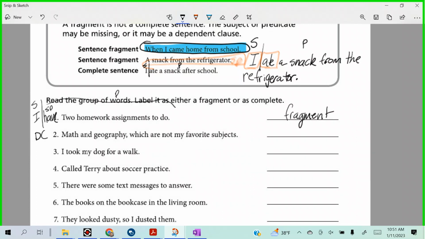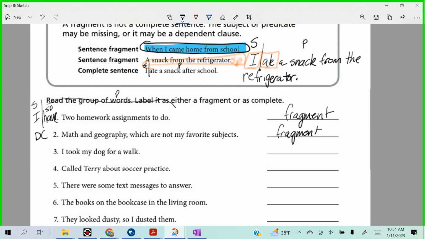Is that a complete thought or is it a fragment? Fragment. Good, write it in. You are going to write DC for the ones that you think are just a clause. It's a dependent clause, and you're going to write in the subject and predicate if they're missing it. All right, you ready for this one? Annalisa, get yourself ready to answer the question. I took my dog for a walk.